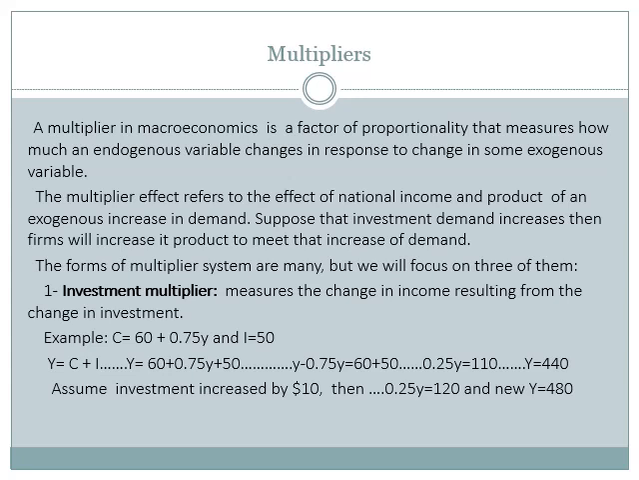A multiplier in macroeconomics is a factor of proportionality that measures how much an endogenous variable changes in response to change in some exogenous variable. متغير داخلي يتغير بسبب متغيرات خارجية. كيف يتكاثر؟ يتضاعف in negative or positive way.